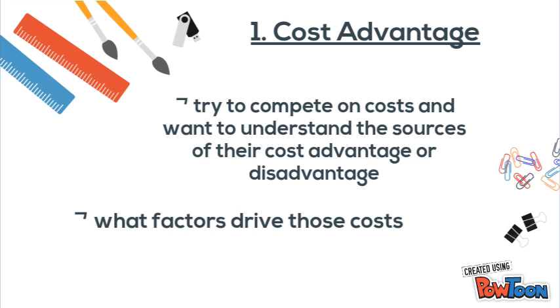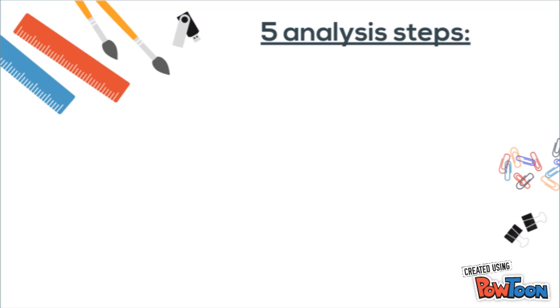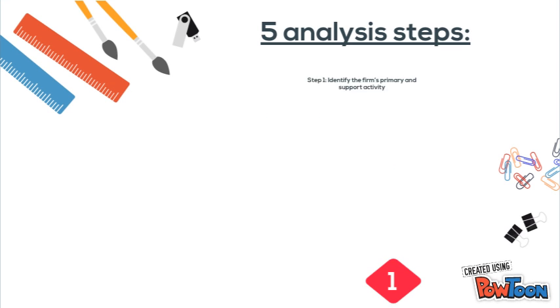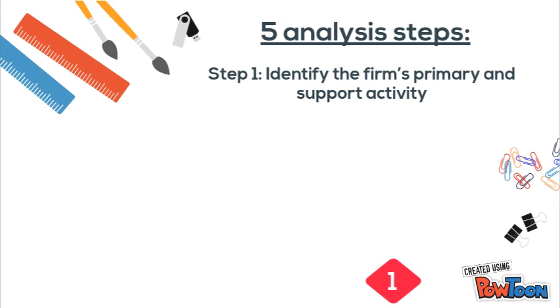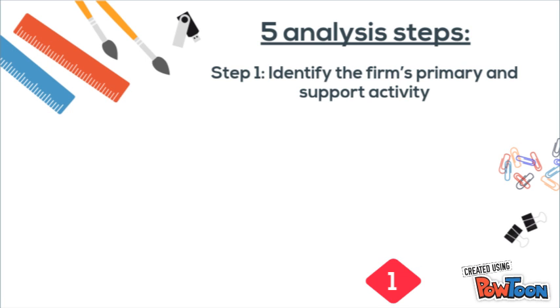To gain cost advantage, one has to go through 5 analysis steps. Step 1. Identify the firm's primary and support activities. Clearly identify and separate all activities that are undertaken to produce goods or services. Examples of the activities are from receiving and storing materials, next marketing, selling and after-sales support. This step requires adequate knowledge of the company's operation.